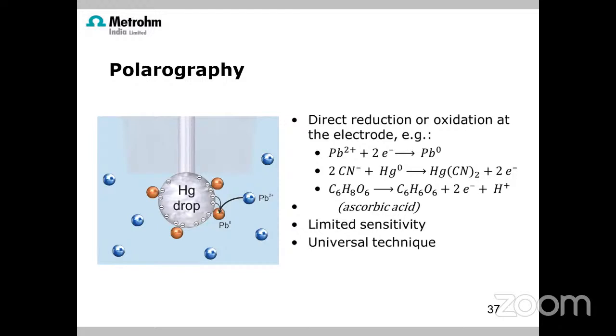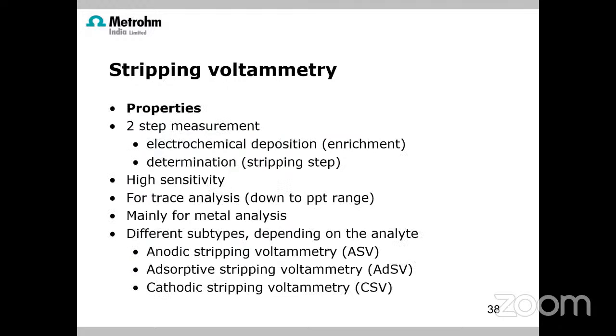So how do I do it? I use the stripping voltammetry technique, where initially I deposit the lead ions into mercury as lead metal. I form an amalgam. Then I change the polarity from negative to positive and apply reverse current, that is oxidation current. So the metals are stripped back into solution in the form of ions. That is, lead metal is stripped back into the solution as lead 2 plus. This helps us in doing the analysis down to PPB, PPT levels.